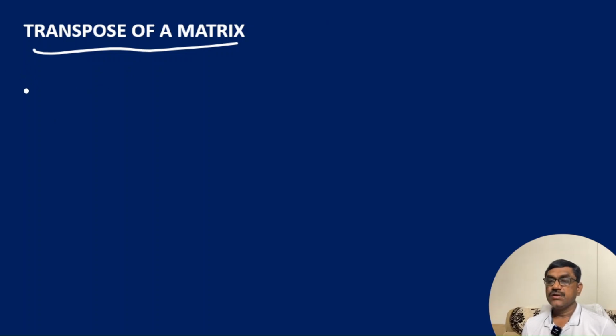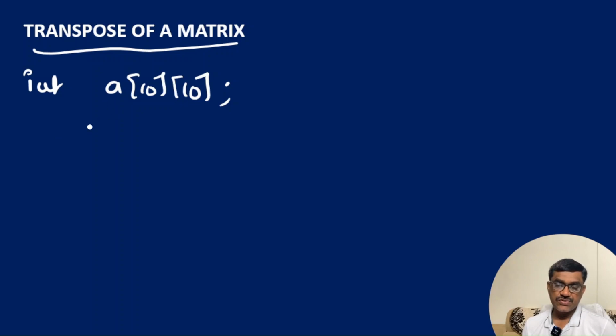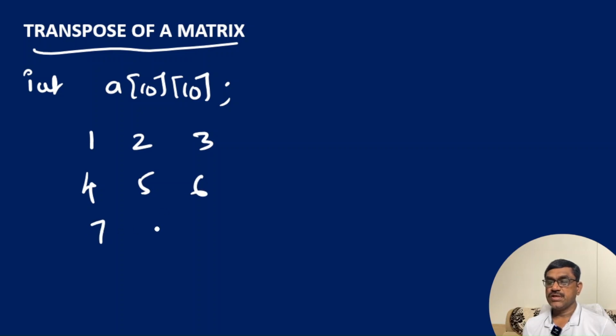For example, we have given an array integer a of 10, 10, right? And we have read the elements into this two-dimensional array, and the matrix form of this two-dimensional array looks like this: 1, 2, 3, 4, 5, 6, 7, 8, 9. This is the matrix form. So we have read the elements into two-dimensional array A, and we have printed these elements in matrix form.